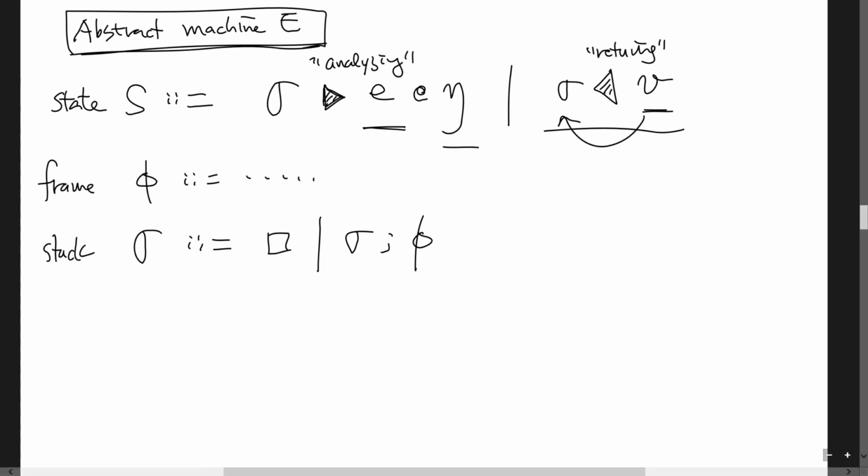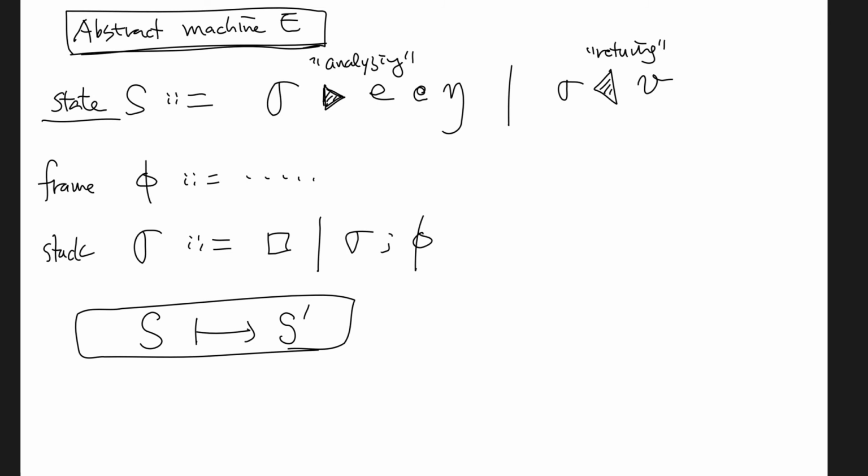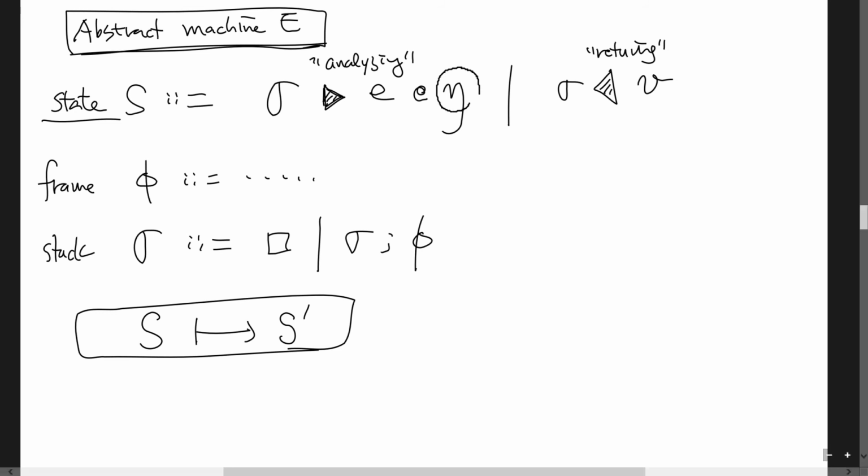Now, we have to develop the state transition rules. So state transition has this form: state S transitioned to another state S prime, and we'd like to develop the state transition rules. And remember that because we use environment, values now have this closure: environment, lambda x a dot e, or it's true or false.